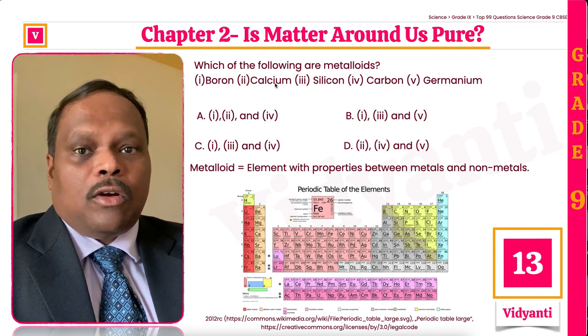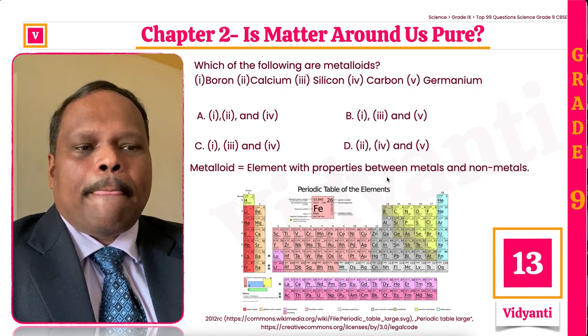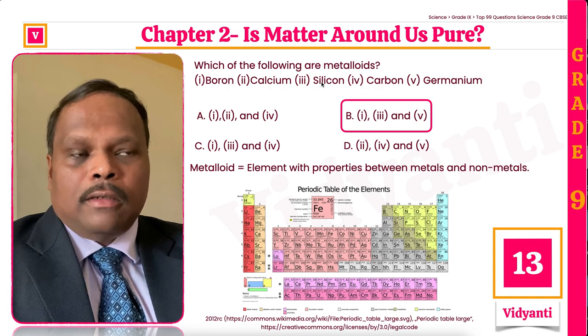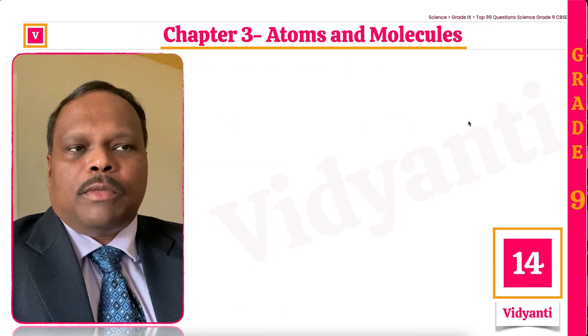Calcium is definitely on the left side, which is a metal. So the correct option is 1 boron, 3 silicon, and 5 germanium, option B.